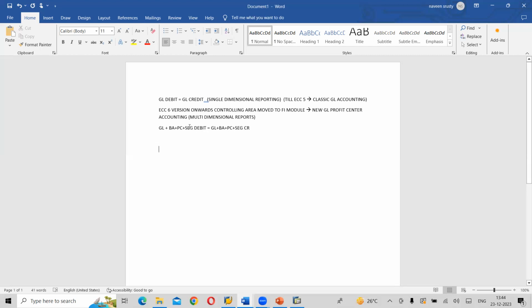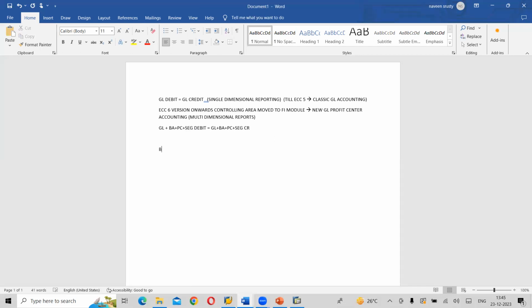Normally, earlier, before ECC 6, we didn't have a concept called segment. Segment is newly introduced in SAP. Earlier, we had only business area, profit center, and GL account. If you don't know profit center, keep it aside. But I'll give you a glimpse of business area and segment at this point.